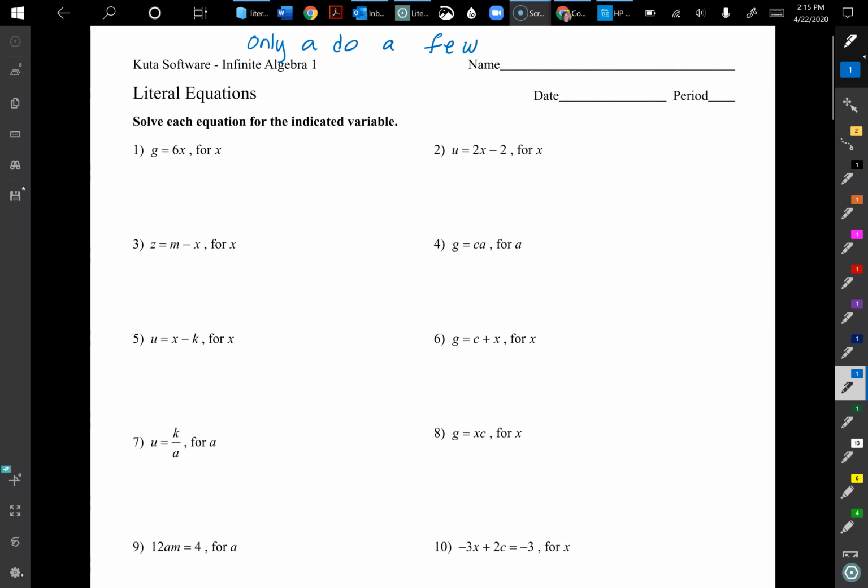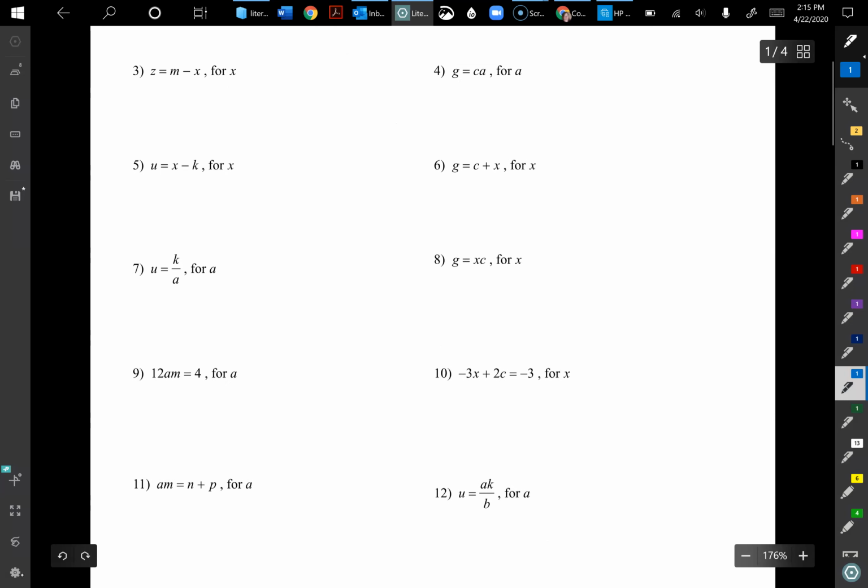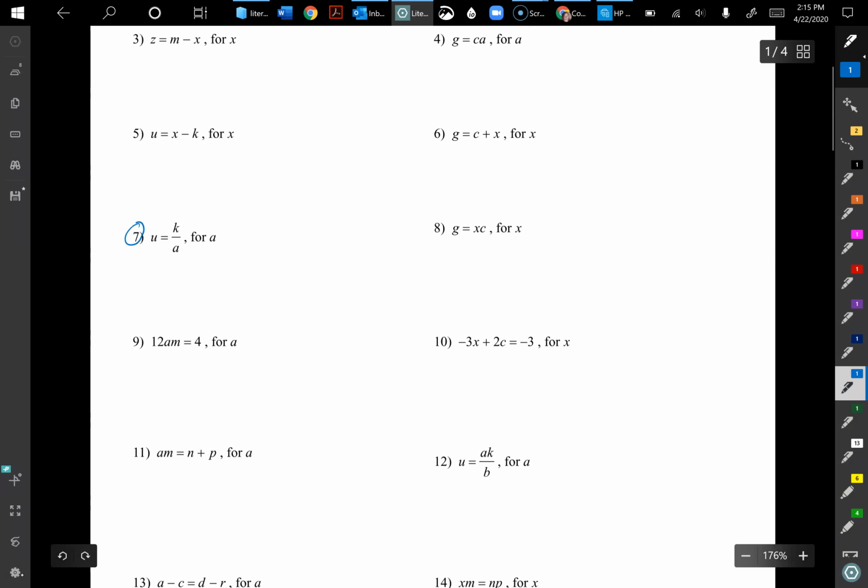Okay, so on this one, there's a lot of these, so you can get as much practice as you want, but I'm just going to do a few, and then you could try a few. So I'll do number 7 as an example. U equals K over A, solve for A.